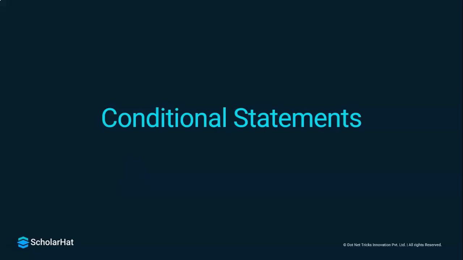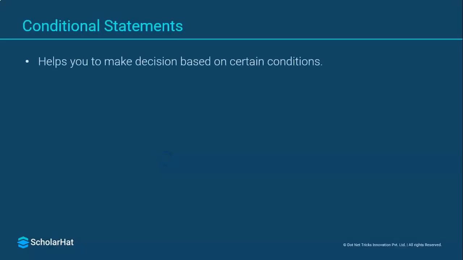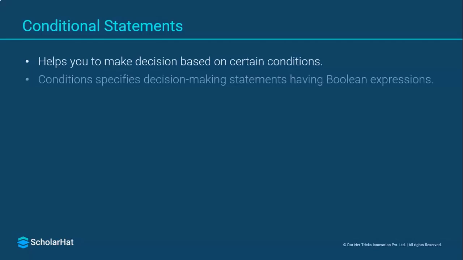Hi there, today in this session we will discuss conditional statements in Python. Conditional statements help you to make decisions based on certain conditions. They are used to perform different actions based on different conditions. They specify decision making statements having Boolean expressions because they allow your program to make decisions and execute a specific block of code only if a certain condition is met.